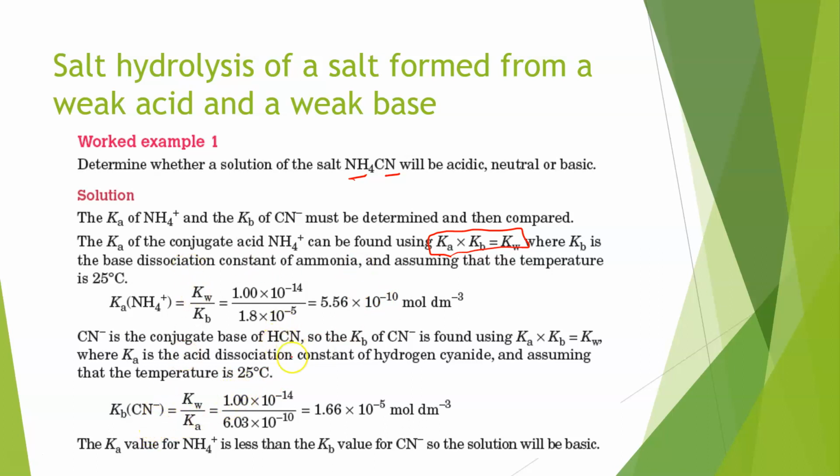Okay, so in the same way, compare 1.66 times 10 to the negative 5 with 5.56 times 10 to the negative 10. We can see here that the Ka value for the ammonium ion is less than the Kb for the cyanide ion, so the solution will be basic overall.